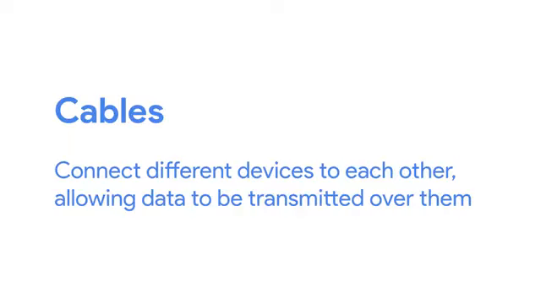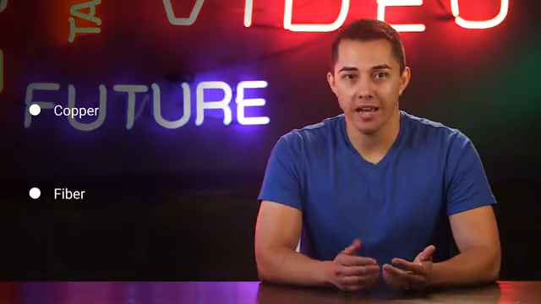Let's start with the most basic component of a wired network: cables. Cables are what connect different devices to each other, allowing data to be transmitted over them. Most network cables used today can be split into two categories: copper and fiber. Copper cables are the most common form of networking cable. They're made up of multiple pairs of copper wires inside plastic insulator.